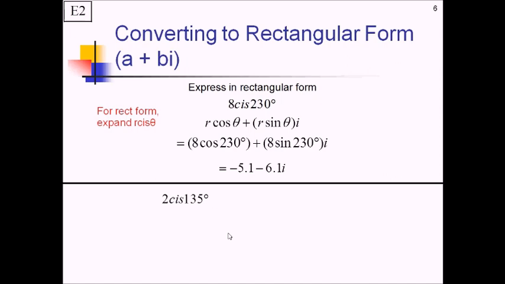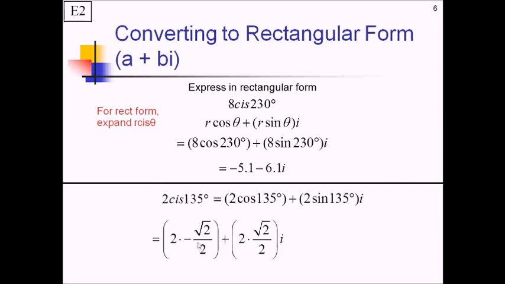So expanding that, we've got 2 cosine of 135 plus i times the sine of 135, and then an i. Cosine of 135, that's like 45 degrees in the second quadrant, so that's going to be negative radical 2 over 2, but that cancels out with this 2 here to give us just negative radical 2. And then over here we've got 2 times positive radical 2 over 2, so negative radical 2 plus positive radical 2i, and that's our final answer.